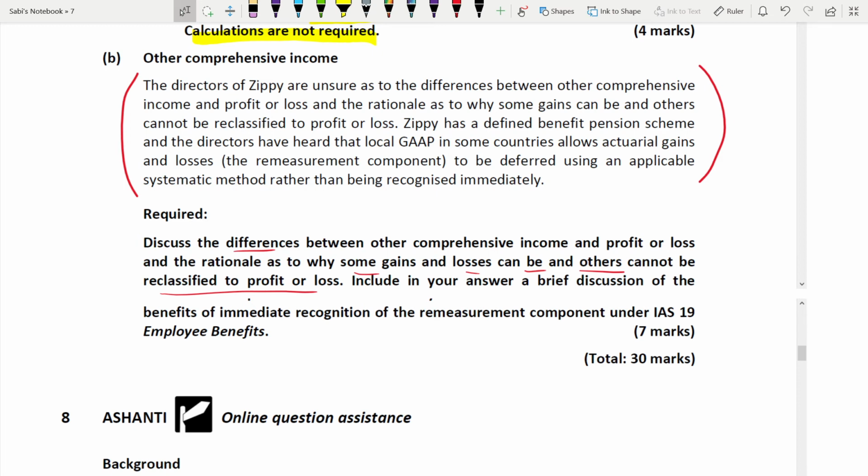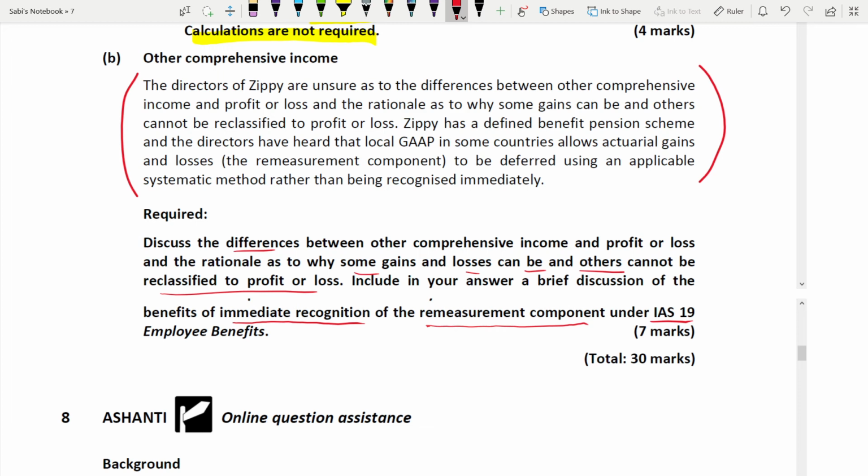Okay, so include in your answer a brief discussion of the benefits of immediate recognition of the remeasurement component under IAS 19. IAS 19 is related to employee benefits. Why have they talked about only this part? The reason is that this is something which will be reclassified or will not be reclassified. Can you remember? I will not tell you the answer now. When we solve the answer, I will tell you there.